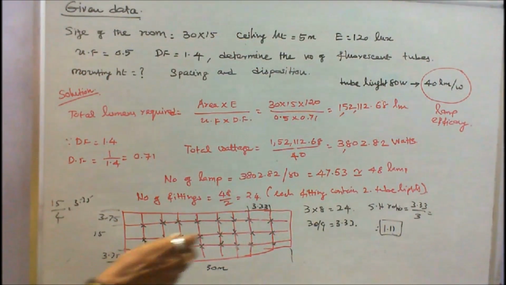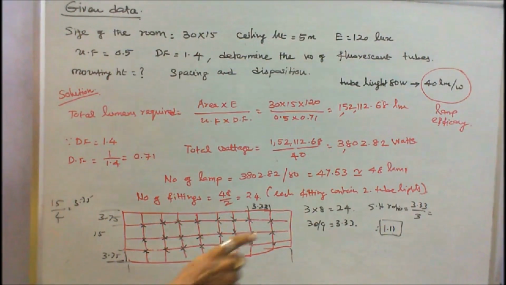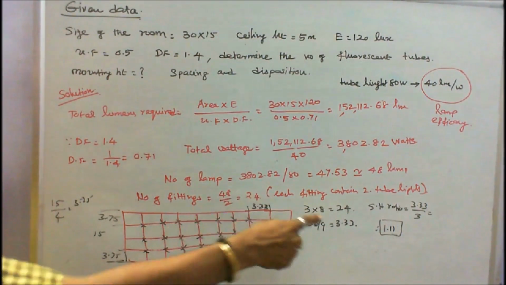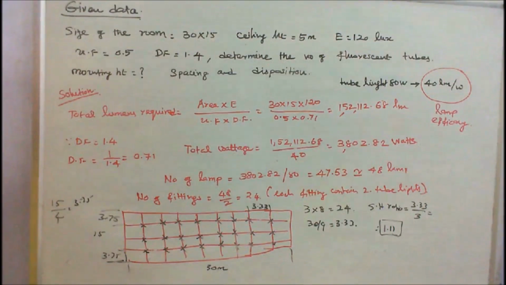Here we have to find the horizontal distance as well as the vertical distance. The horizontal distance is 30. 30 divided by 9 is equal to 3.33. The vertical side is 15. 15 divided by 4 is equal to 3.75.